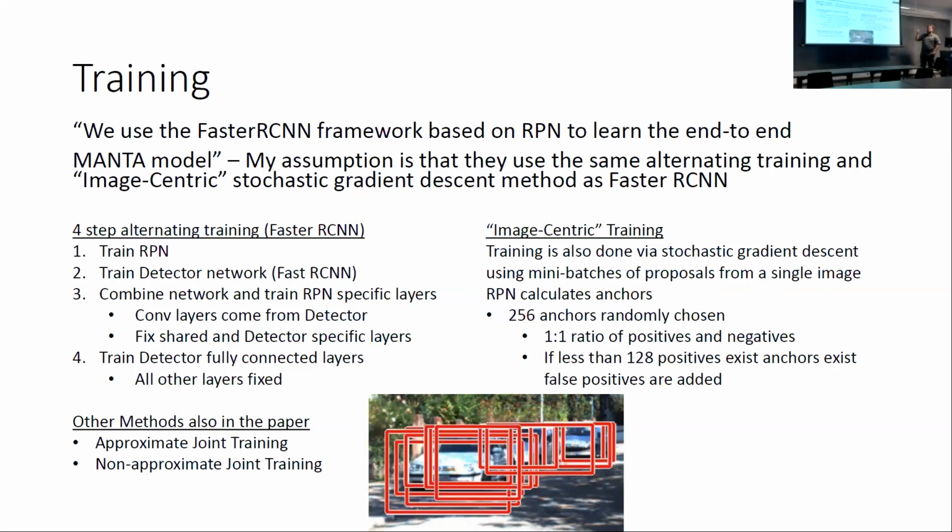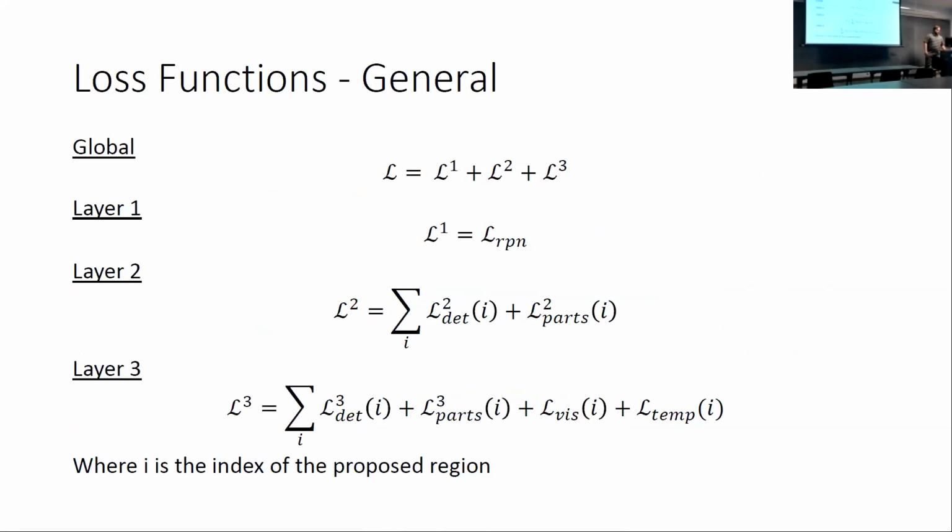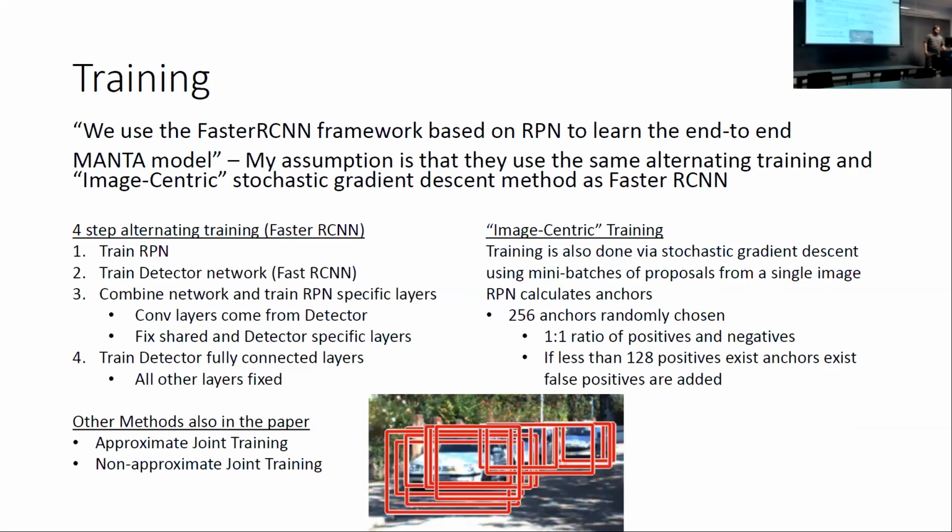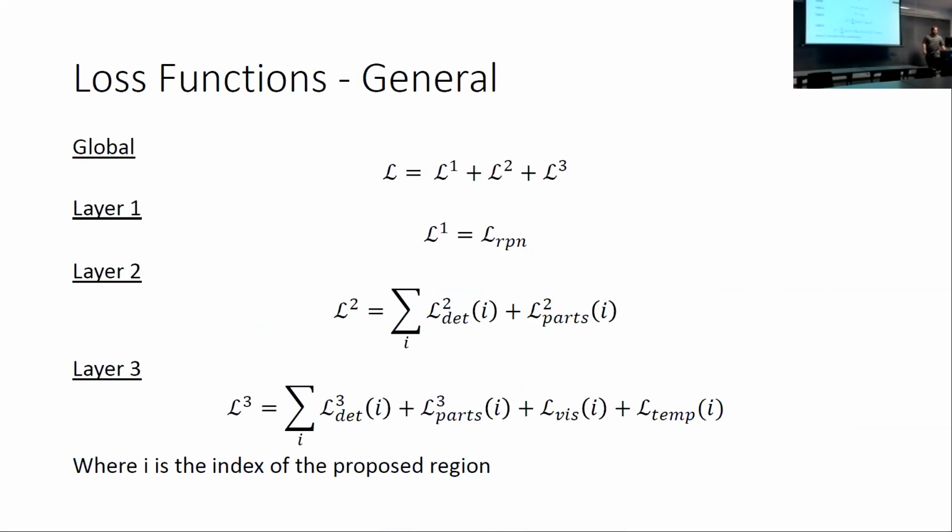They also have image-centric training, which is sort of different from what I've seen with a lot of other ones. They grab all their batches from one image. So for individual proposals, they grab 256 anchors, one-to-one positives and negatives. If fewer than 128 positives exist, then we don't do it. Later on in losses, which I think is the next two, I'll explain what they mean by positive and negative.